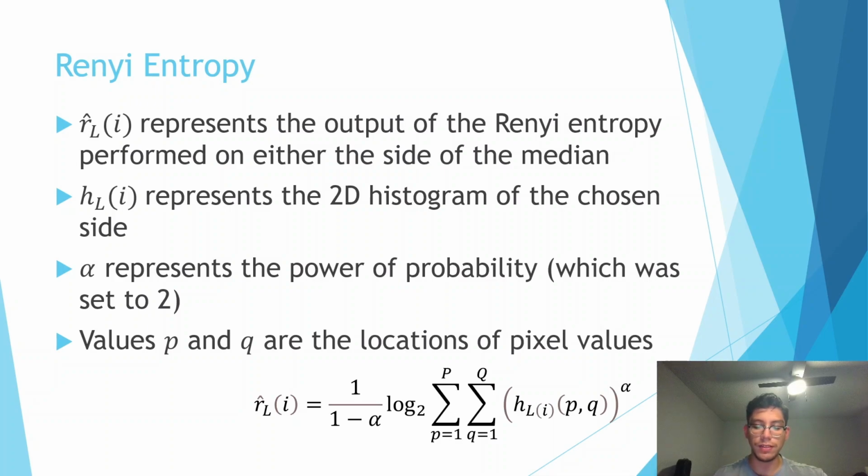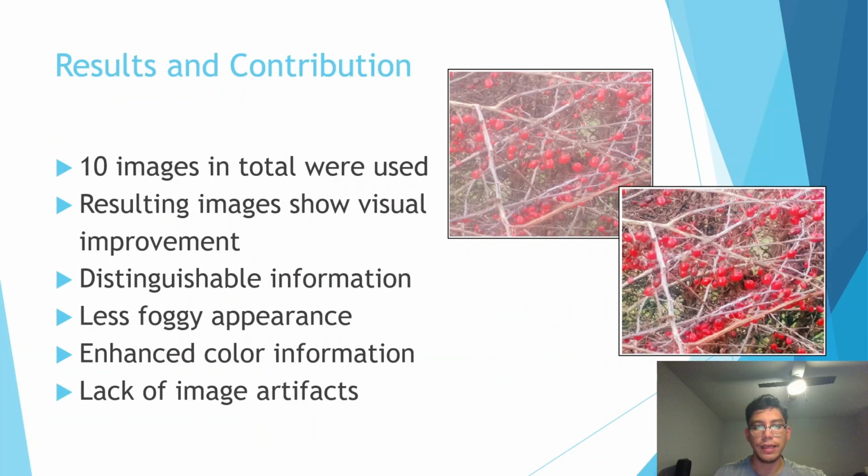So essentially it's a double sum that covers the whole image, and it's a logarithm of that multiplied by some fraction, in which case it was 1 over 1 minus alpha, or 1 over -1. And so that's essentially the Rényi entropy portion of that. What's more important is the results that they got out of the particular algorithm that they used.